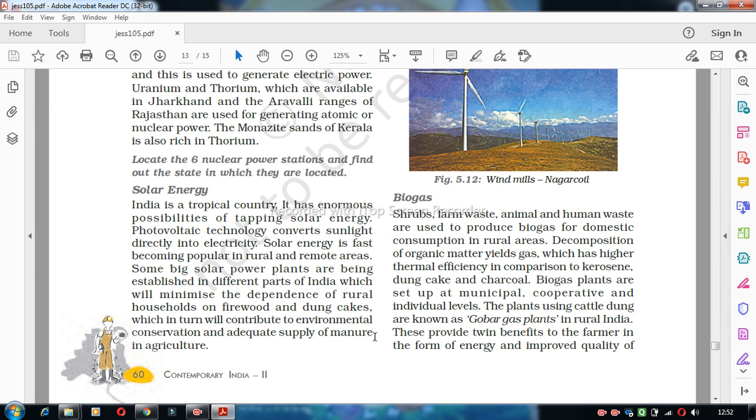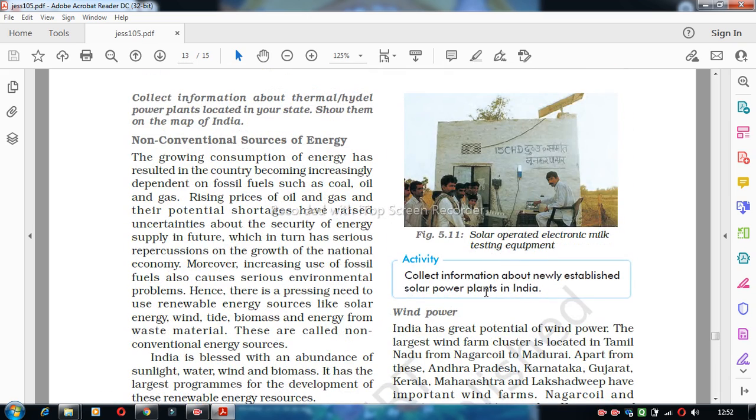So you can see here the photovoltaic technology converts the sunlight directly into electricity. Solar energy is fast becoming popular in rural and remote areas. Some big solar plants are being established in different parts of the country, which will minimize the dependence of rural households on firewood and dung cake. That will contribute to environmental conservation and an adequate supply of manure to agriculture. Next, you are observing here the solar operated electronic milk testing equipment.